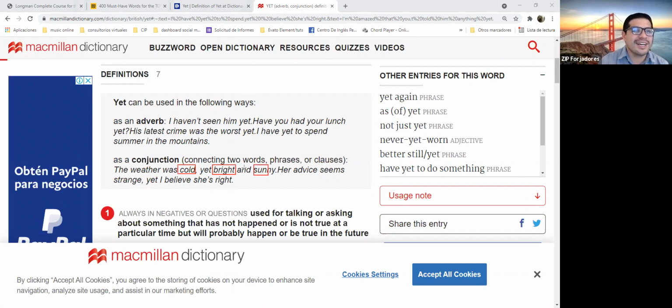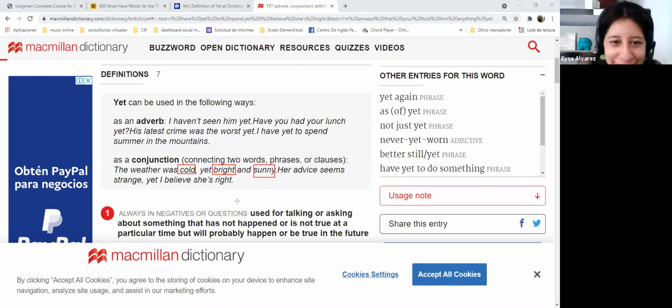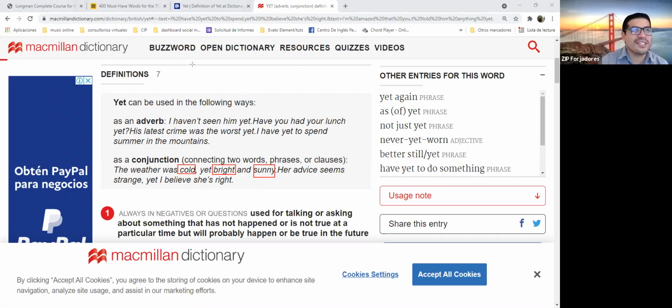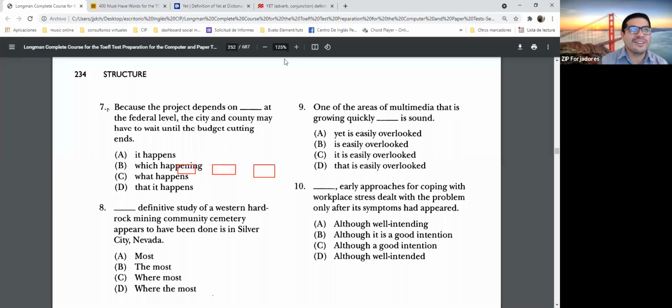Also, here and is the same. So this is a conjunction because it's joining two of the same structures, in this case adjectives. But it can join words, phrases, or clauses. So this is the answer. Jet, in this case, is a conjunction, and it's joining clauses: that is growing quickly and is easily overlooked. So it's joining two clauses.